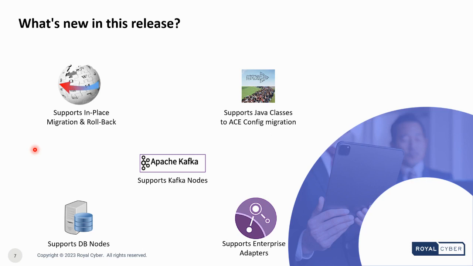It also supports seamless migration of IIB flows using Kafka nodes, database nodes, and enterprise adapters like SAP, PeopleSoft, etc. Right, there have been questions in the past by some of the folks who attended the previous webinars. By the way, this is the third in the series of I2AC webinars. So we have got a few questions in the past. Hey, does it support this? Does it support that? Those are good inputs for the product. All of them have been incorporated into this release, and now you have most of them covered.